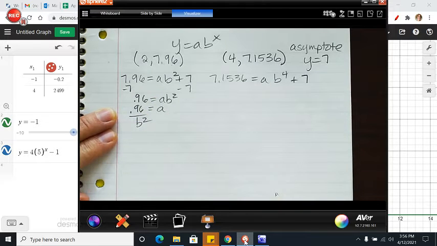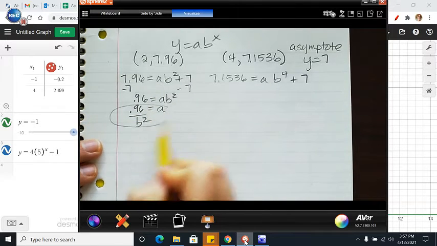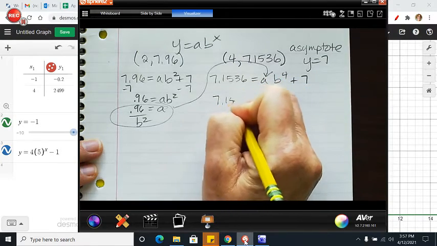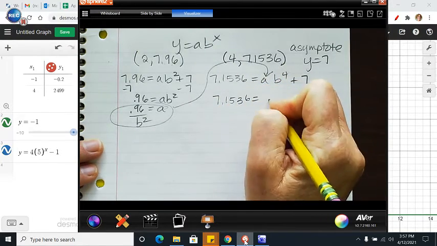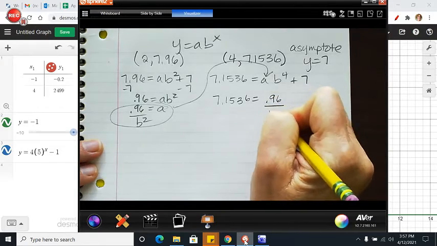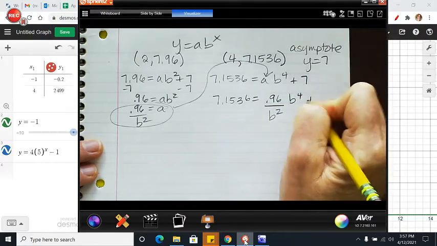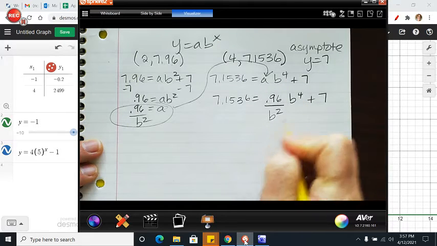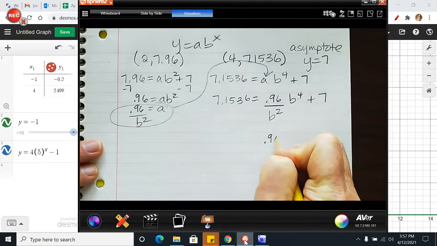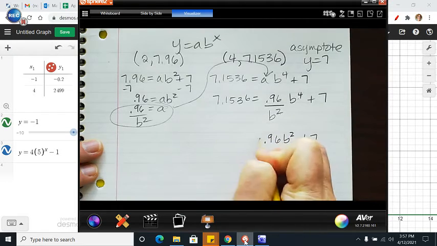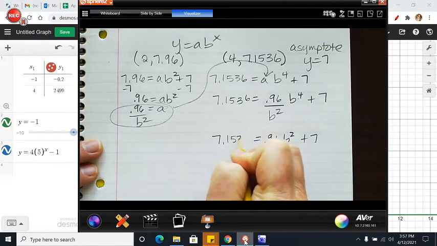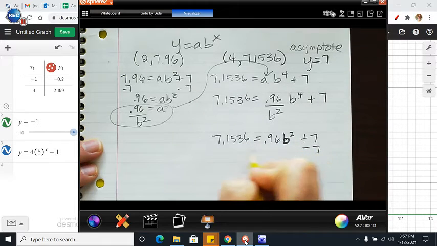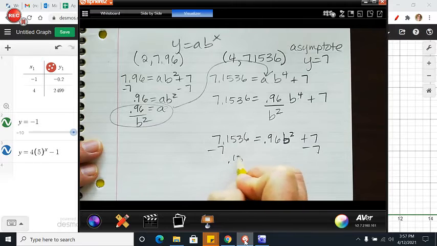Let's just do this one. I'm going to do this one by substituting. I'm just going to take this and substitute it in the place of a. So that would be just to change it, give you another option. Winds up being the same thing. Okay, so let's see, we've got b to the fourth over b squared. That's going to be 4 minus 2, so that's going to be 0.96 b squared plus 7. And then I'm going to subtract 7 from both sides. That's 0.1536.